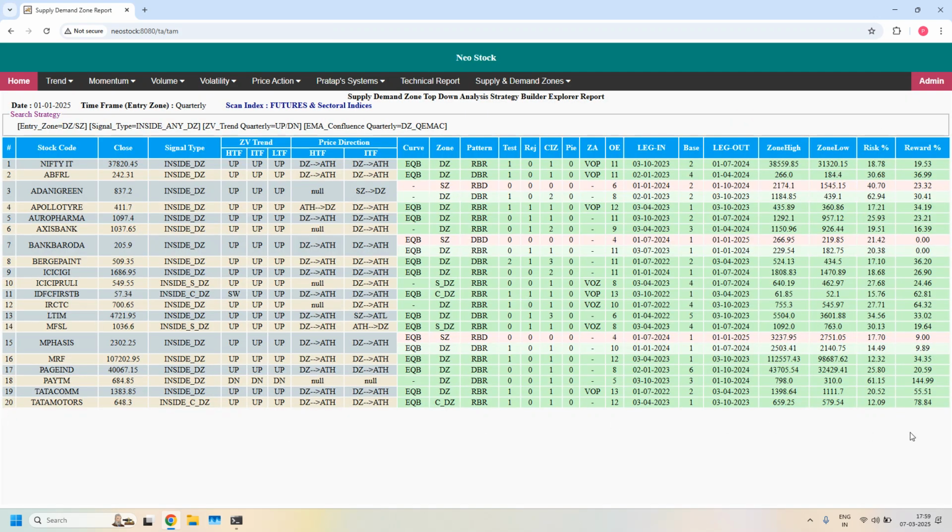Okay, with these filters, the list has come down to 21 stocks. In these 20 stocks, all quarterly demand zones are having quarterly EMA Confluence. And also the current price closed inside the quarterly demand zone.